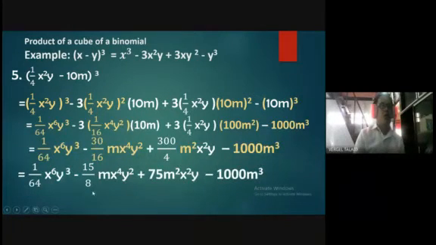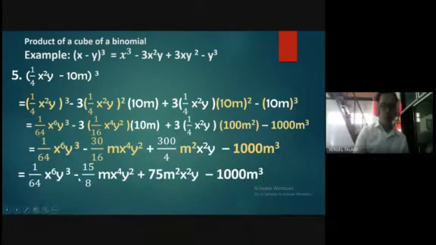So this is now the product of the cube of 1/4 x squared y minus 10m, that is 1 over 64 x to the power of 6 y cubed minus 15 over 8 m x to the power of 4 y squared plus 75 m squared x squared y minus 1000 m cubed.